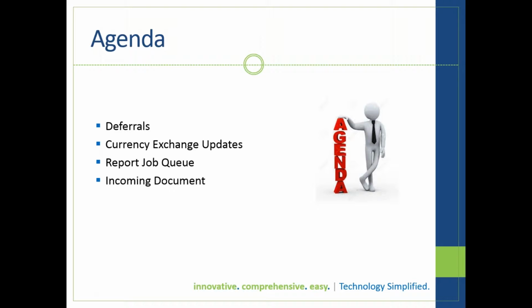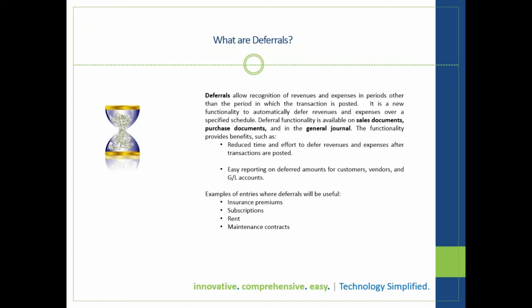Okay, on the agenda today, this is the order in which we're going to be talking about things. First, we're going to be talking about deferrals, currency exchange updates, which can be set up to happen automatically. Also, there is a job queue where we can set up reports to run automatically and appear in an inbox on your desktop. And then we're going to be talking about very high level, very simplistic functions of the incoming document feature that's now available in standard NAV. So our first topic is going to be deferrals.